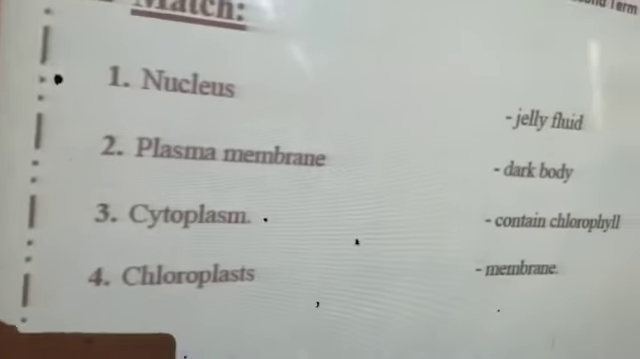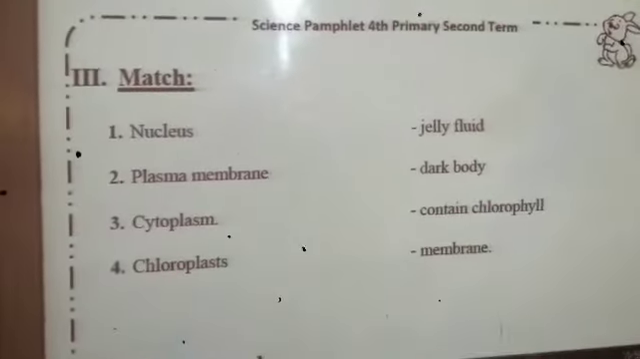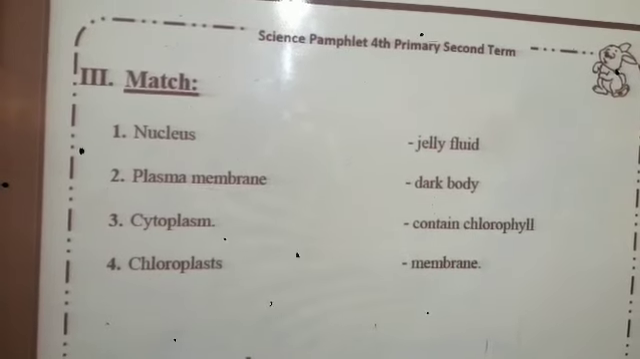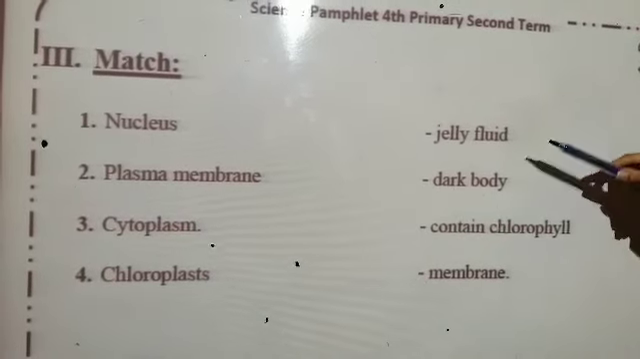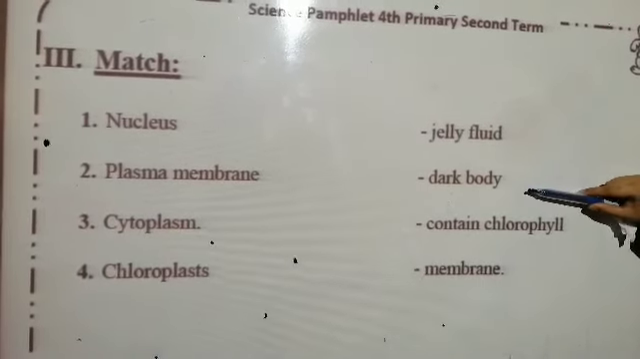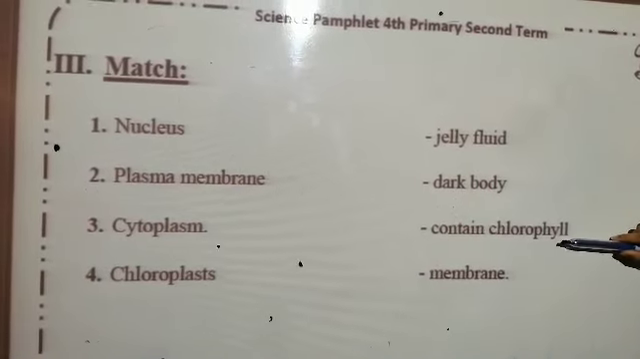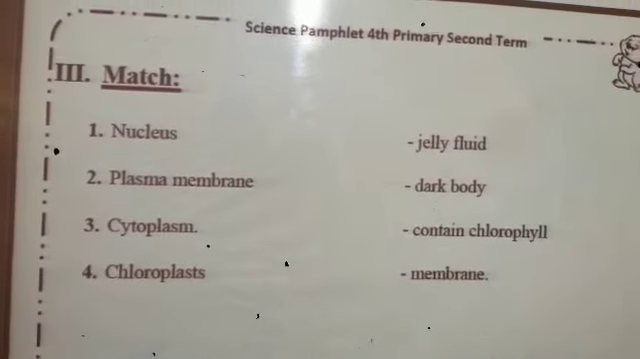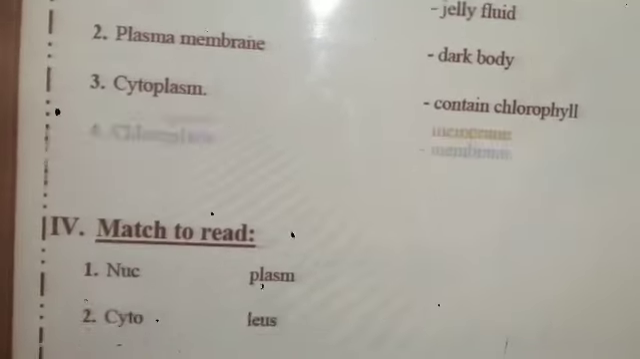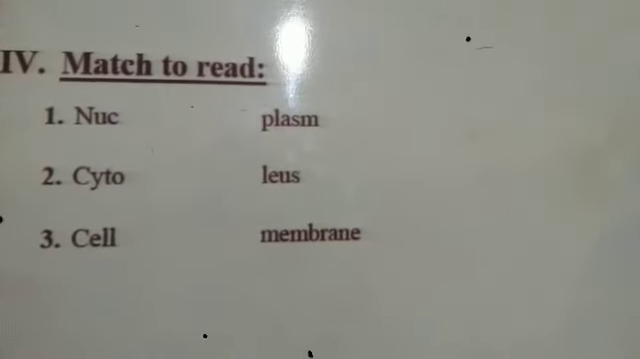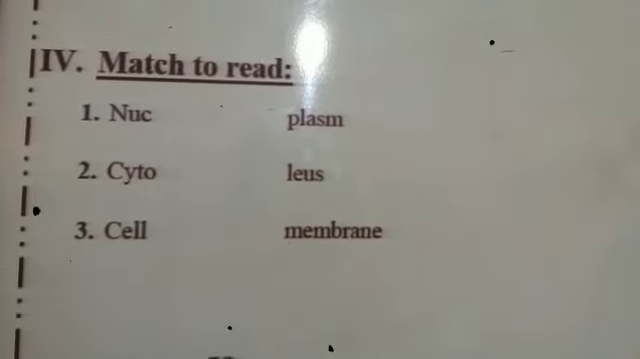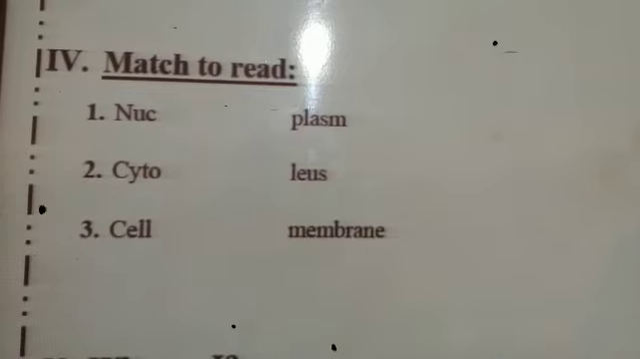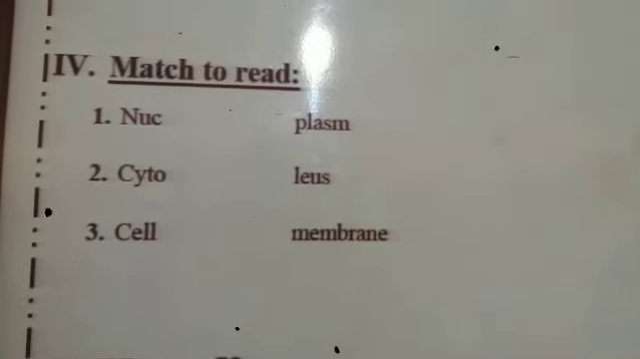Here, we are going to match nucleus, plasma membrane, cytoplasm, chloroplasts. Which one of these is a jelly fluid? Which one is the dark body? Which one contains chlorophyll? Which one is a membrane? Here, much to read. We divide the word into two parts, and you need to match the first part with the second part. You can read the word. Nuke, cyto, cell. The other row, plasm, plus membrane.